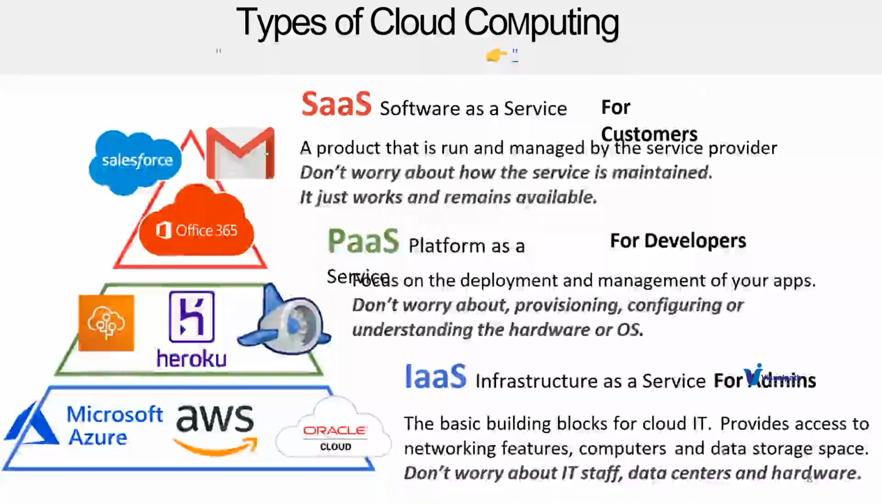Now, what are the three types of cloud computing you have here? SaaS. See, this is the general term here: a service for the customers. Don't worry about how the service is maintained. It just works and remains available. Like Gmail, who has developed it and who is working behind the scenes, kindly don't focus on that. You focus on what is really required and then start using it. That is your SaaS.